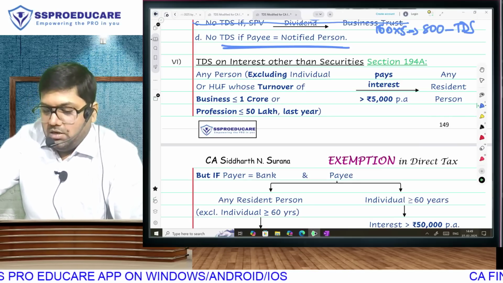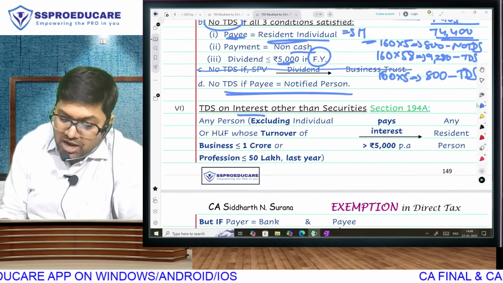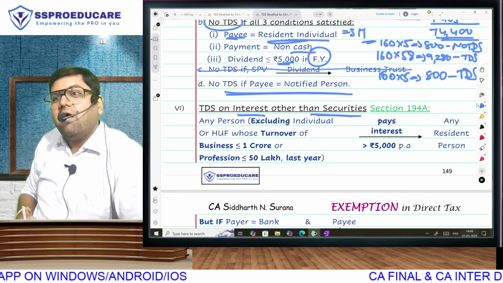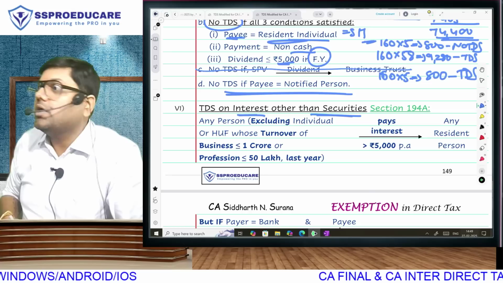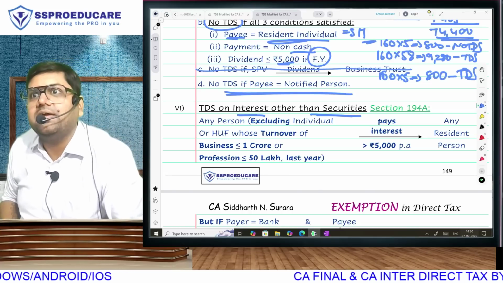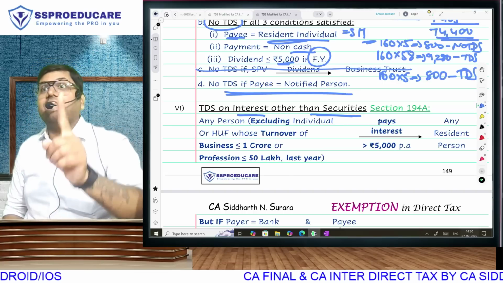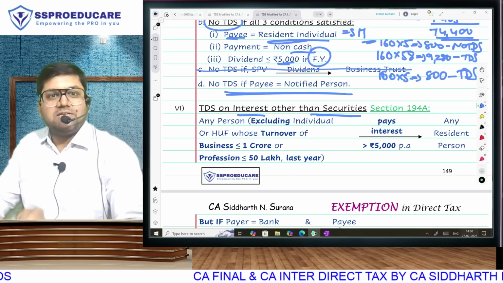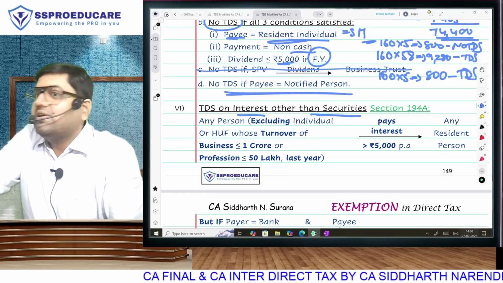First section of ACHIJ, interest. Other than securities. Sir, why this partiality? Why not securities? Because securities are already covered elsewhere under section 193. So we are talking about all other interests. Sir, what kind of interest? FD interest, RD interest, loan interest. Do you understand? All that is also interest. All that will attract TDS here.